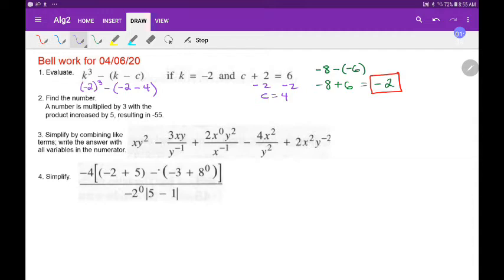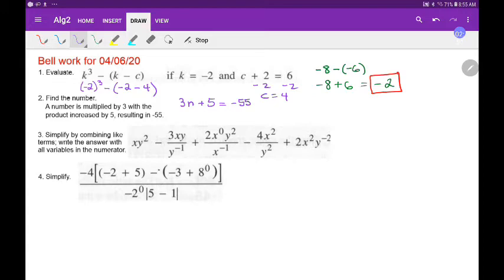Find the number. A number is multiplied by 3 with the product increased by 5. So a number is multiplied by 3. That'd be 3n. With the product increased, so that's a product, 3 times n, increased by 5, resulting, fancy word for equals, -55. Then I'd like you to find n.